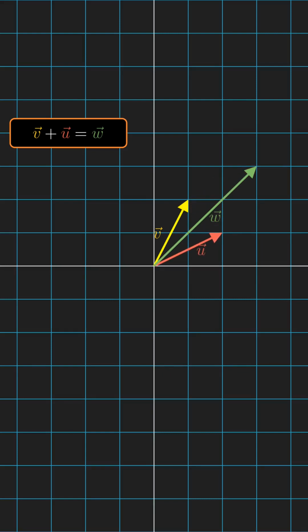Now let's revert back to our original position, and this time let's add vector v with vector u by shifting tail of vector v on to the head of vector u. But as we can see here, the resultant vector w is the same as it was in previous case, and thus we have vectors following the commutative law of addition.